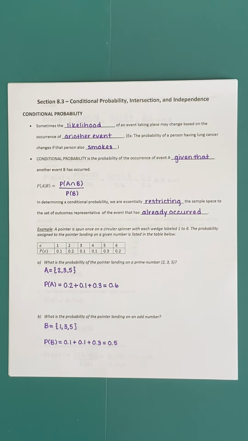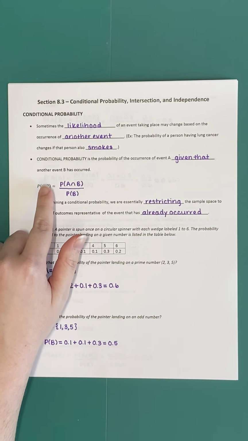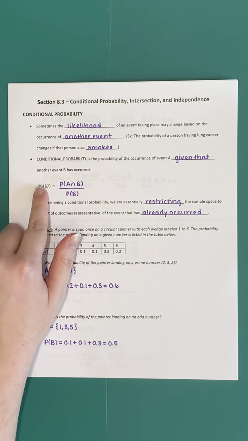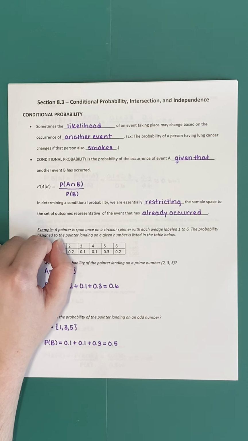So conditional probability is the probability of the occurrence of an event A, given that another event that we'll call B has occurred. Our notation for conditional probability of specifically an event that we'll call A, given B, is written as A vertical line B. So we read this as A given B: the probability that event A occurs, given that B has already occurred.